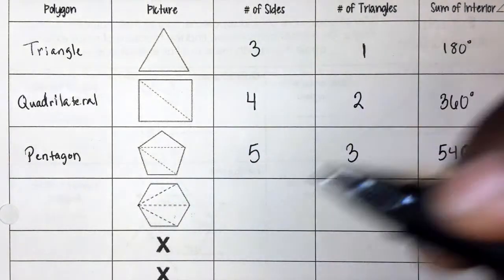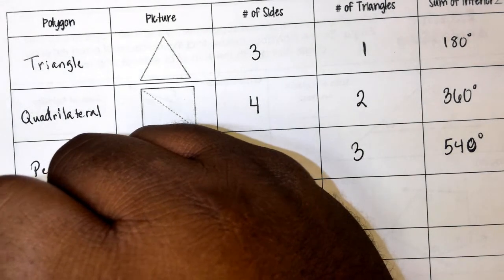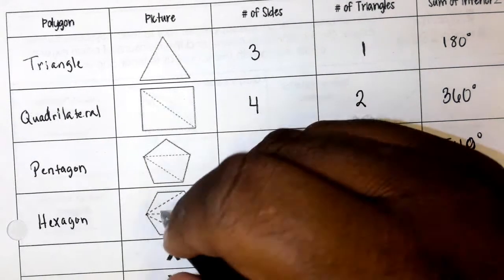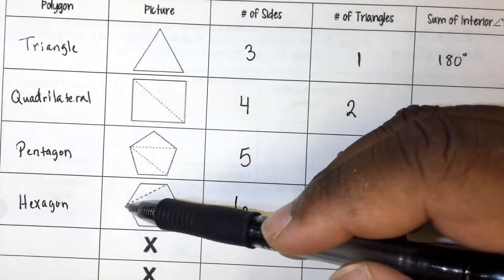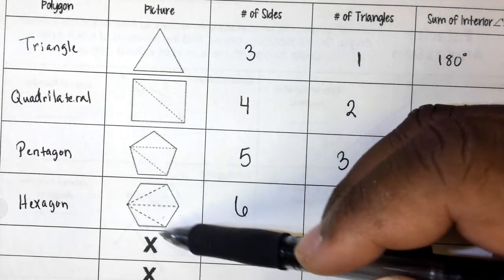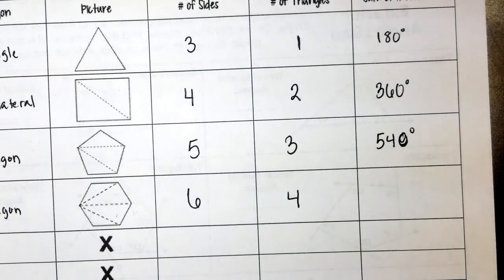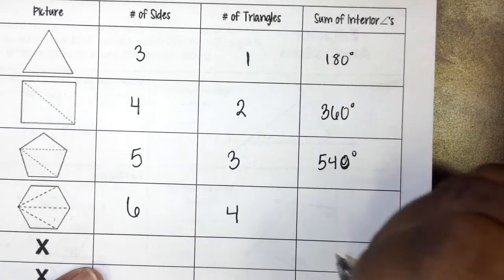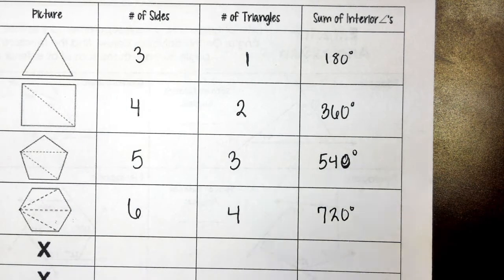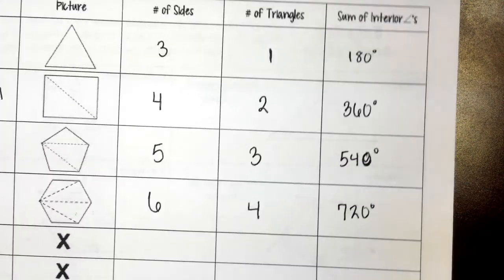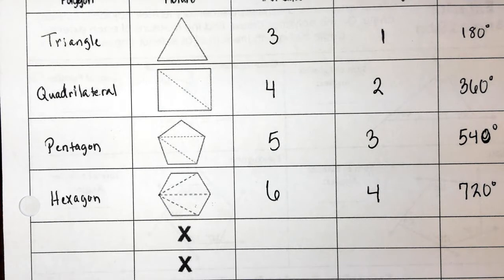Keeping it going. The next one is a hexagon. A hexagon has 6 sides. From one vertex in the hexagon, I can draw my lines and create 4 triangles. The sum is 720. And then the pattern starts to show itself to you. Like you don't even need the shape no more. I can just call the shape out to you.